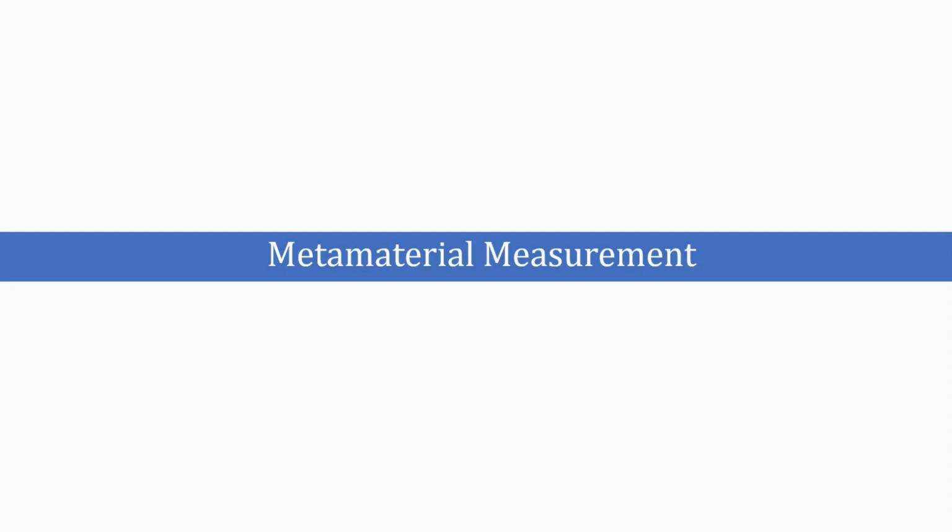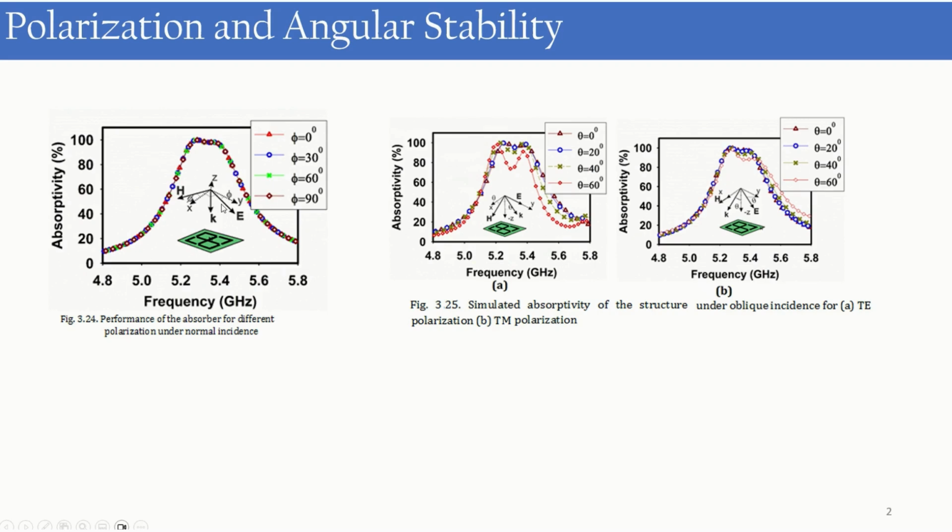This video is about a quick overview of metamaterial measurements. In most of the publications, you may have seen results like this, which show the polarization and angular stability. This plot shows the polarization stability. Here you can see how the polarization angles are changing and how the results are obtained.